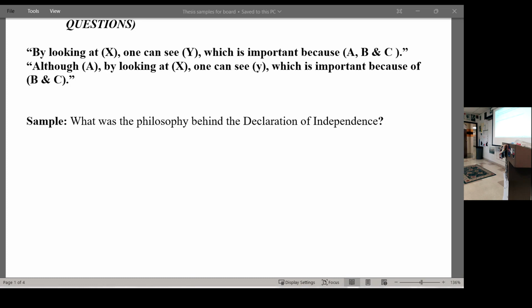We have 3. What ties them all together? You know, there's Enlightenment thinking, justification to break away from Britain, justification for becoming an independent country, something to tie it all together. Let's look at a sample thesis, a very basic, simple thesis.